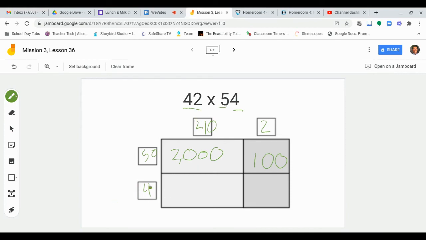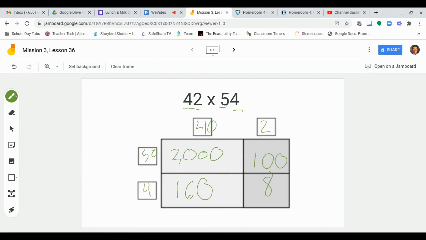Now I go to the second row, and I say, okay, 4 times 40. So now I'm doing the same thing, but now I'm just using 4. 4 times 40. So over and up. Well, what's 4 times 40? Well, 4 times 4 is 16. And then I need to put 1 zero on because I'd taken off that 1 zero in 40. So 160, and then I do 4 over and up times 2. 4 times 2 is 8.